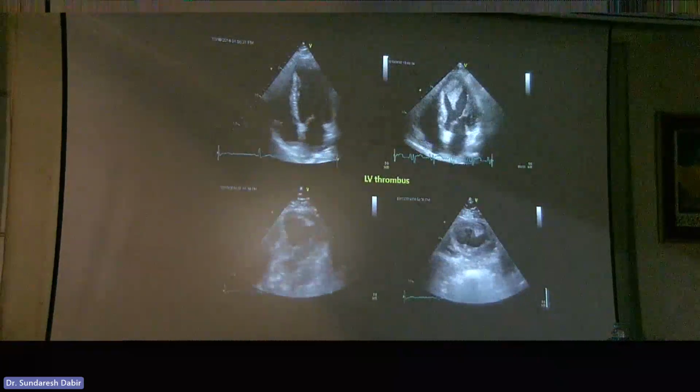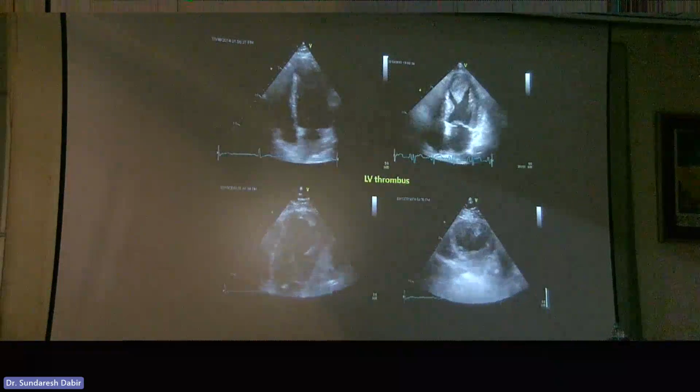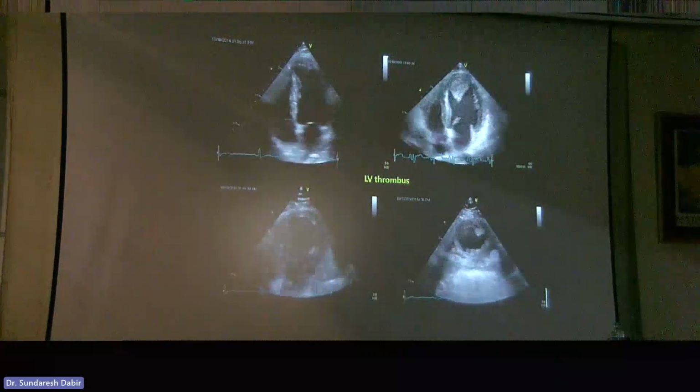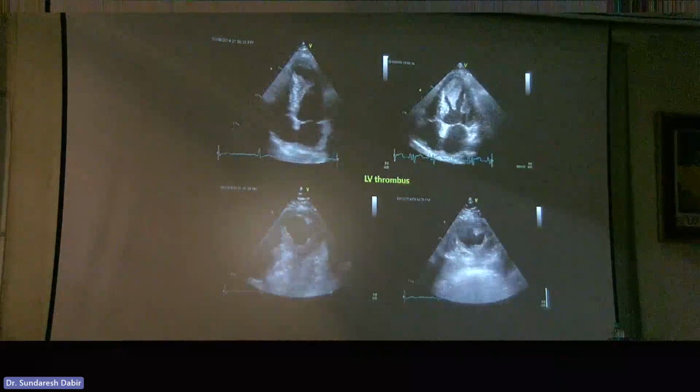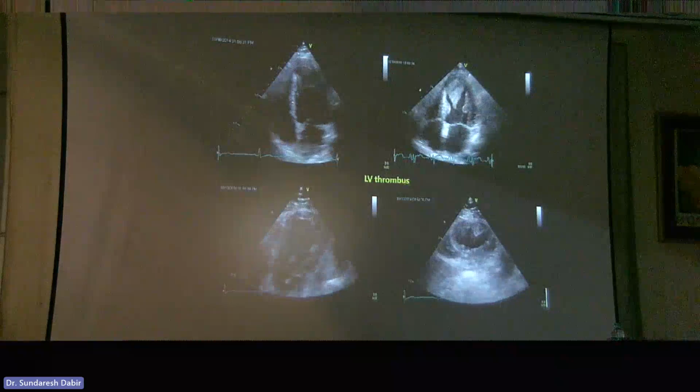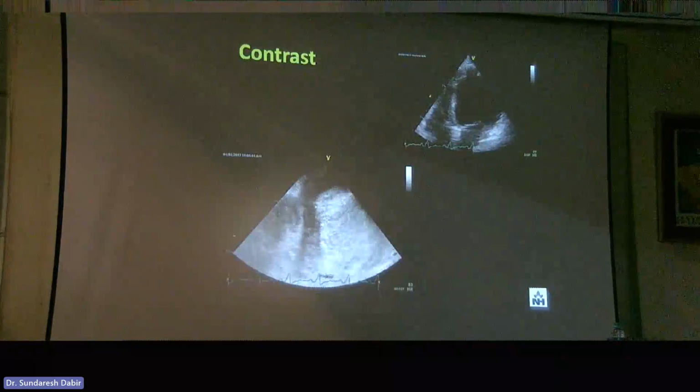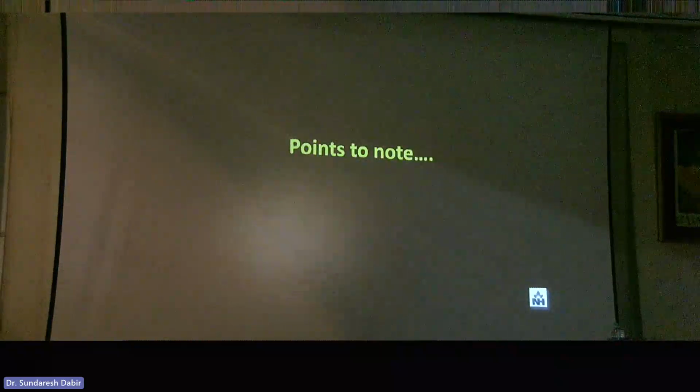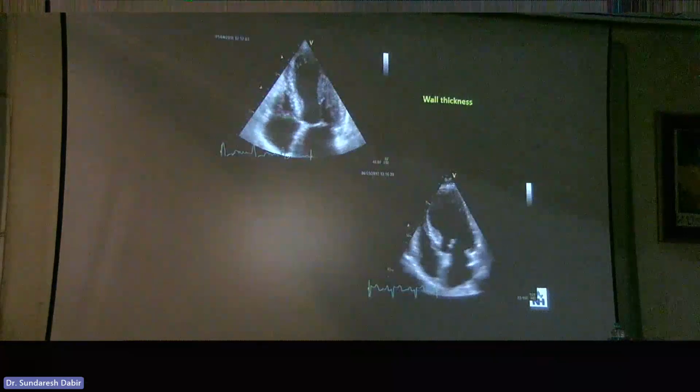And thrombus comes in various shapes and sizes. So something which is very big, it's not easy to sort of miss this. You'll definitely get it, and look at it from all views, off axis views, even short axis views. So try all views. And contrast, which I've already told you. So I'll just cover the last few slides, a few points to note.